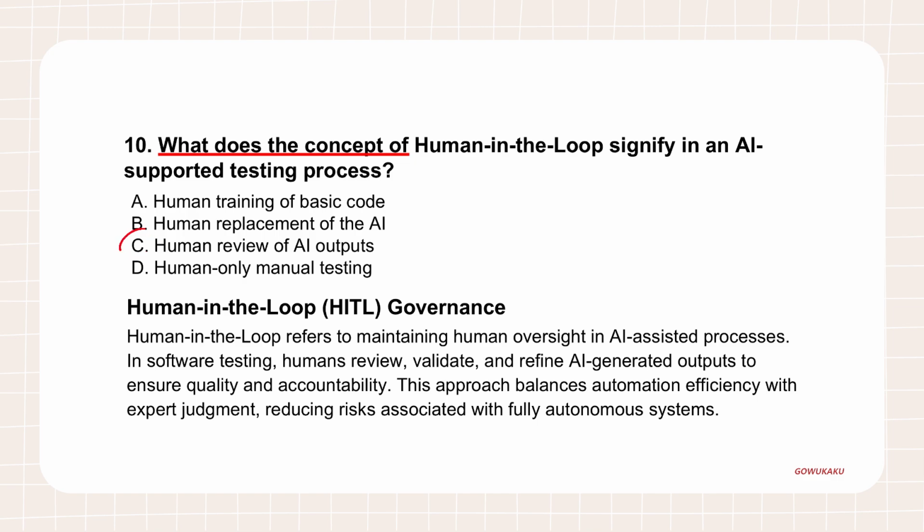The AI is not perfect. Definitely not. It is probabilistic. It guesses. It hallucinates. It makes mistakes. Human in the loop means a human is actively validating and approving the results. So it combines the speed of automation with human judgment. Correct. It ensures quality control, reduces risk, and maintains accountability. If the AI messes up, the human is there to catch it before it goes into production.